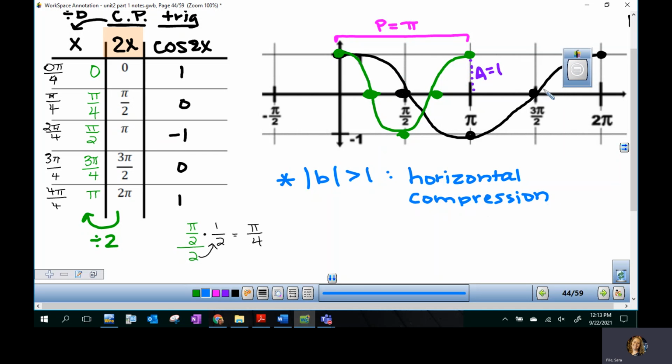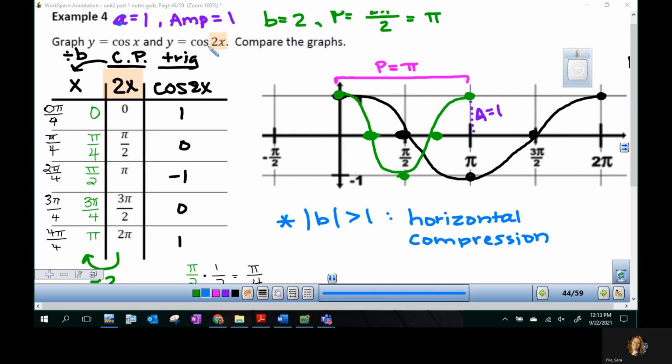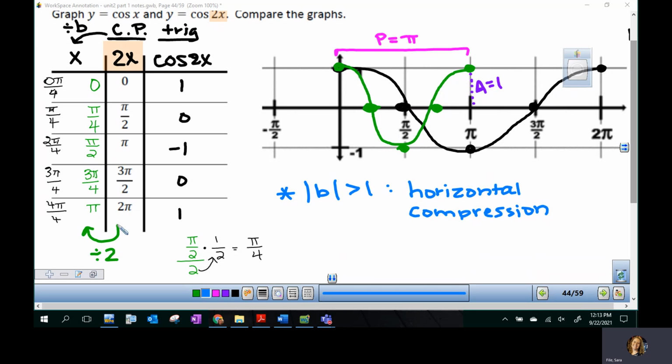Okay, so this graph from the black to the green, it's like we put our hands on the left and right hand side of the graph and we squeezed it in. Okay, we compressed it horizontally. Remember, when you have values inside the function with x, they're affecting the graph horizontally. In this case, compressing horizontally. And you can see when we were doing our table, we divided by 2 to get x, right? So that's what happened to this graph.